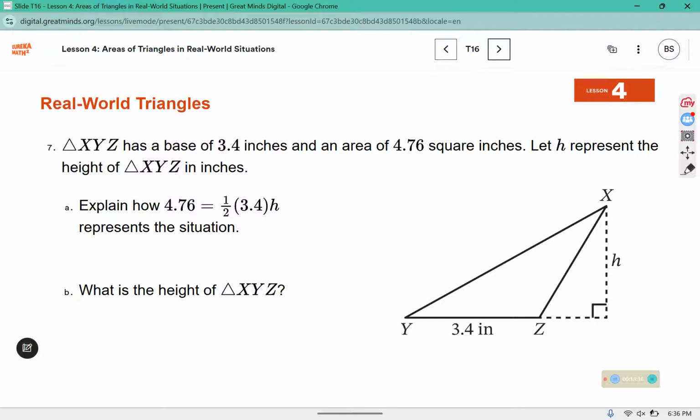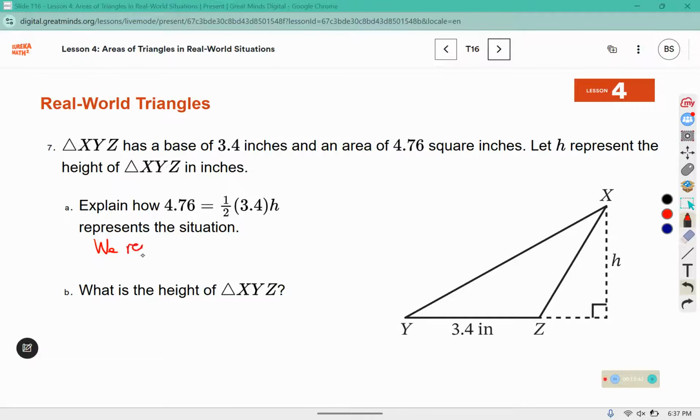Triangle XYZ has a base of 3.4 inches and an area of 4.76 square inches. Let H represent the height of triangle XYZ in inches. Explain how 4.76 equals 1/2 times 3.4 times H represents the situation.